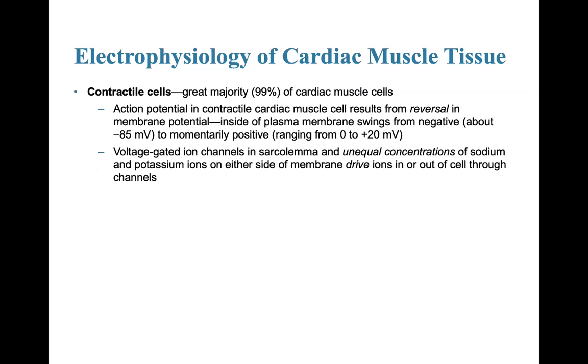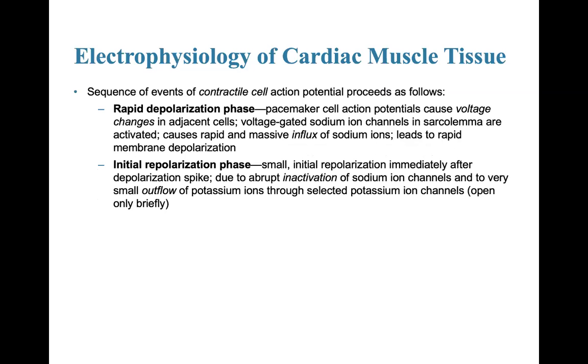The contractile cells are the great majority of the cells that make up the cardiac muscle. The action potential in the contractile muscle can result from reversal of membrane potential, just like we see with skeletal muscle. In this case, the voltage-gated ion channels in the sarcolemma and unequal concentration of sodium and potassium ions on either side of the membrane drive ions in or out of the cell through these channels.